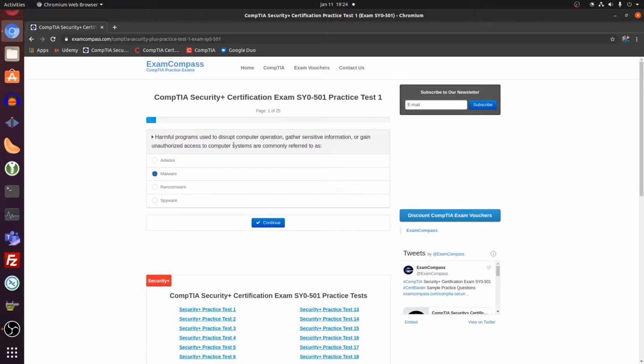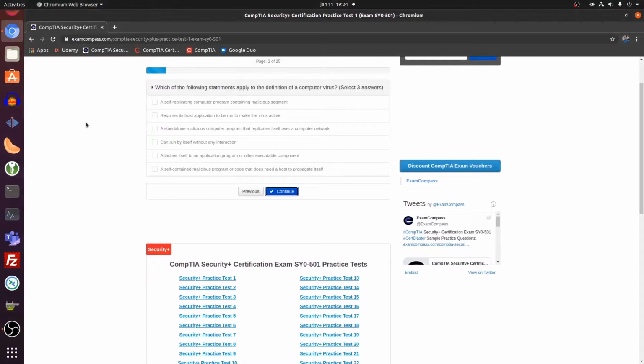malware and spyware. We only have one. Disrupt computer, gather sensitive information, unauthorized access. I think gather information, spyware. Malware is a little bit different. I think spyware. Next question.